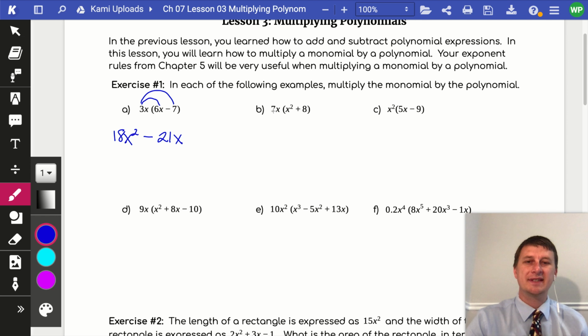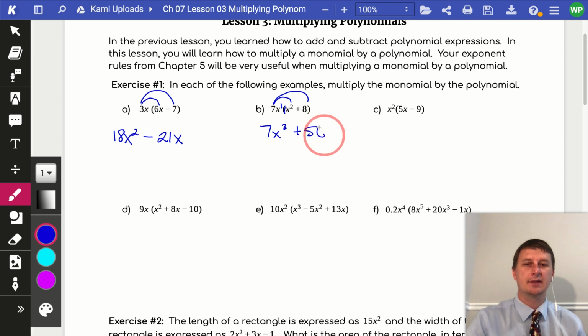Going on to part B, we have 7x times x to the second power plus 8. Again, let's distribute. 7x times x squared is really 7x times 1x squared, so 7 times 1 is 7, and x, that's really x to the first, times x squared. Our rule for multiplying exponents, like it said from chapter 5, is to keep our base of x and add our exponents, 1 plus 2. So that gives us x to the third. So x times x squared is x to the third. And then 7x times 8 gives us 56x.